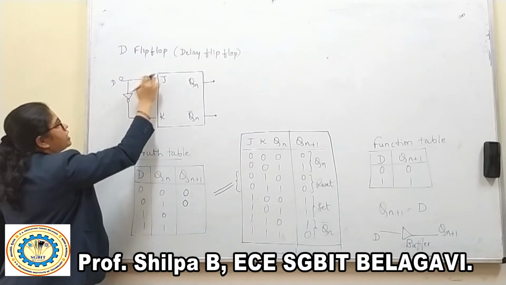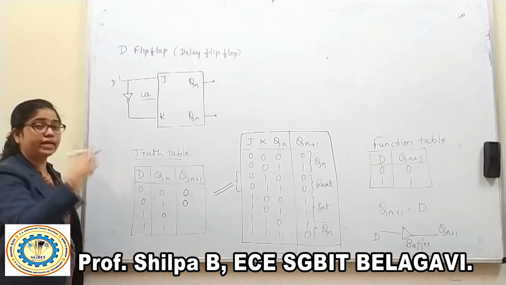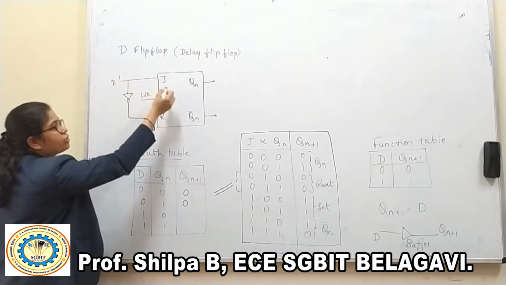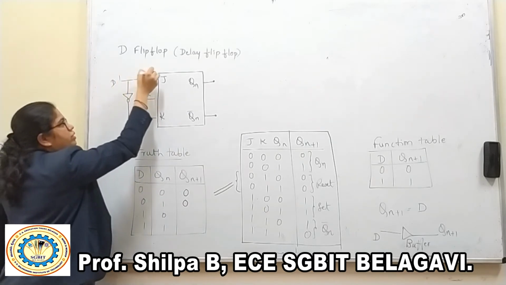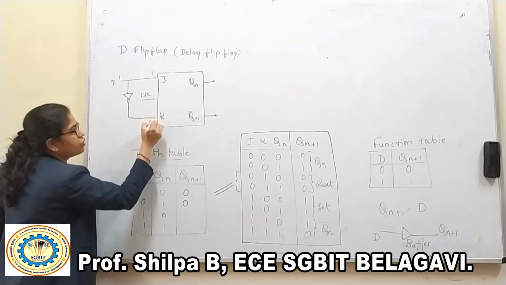The next condition is when I take D equal to 1. Internally, how will it go to the JK flip-flop? 1 is going to be supplied here, but the opposite of 1 is 0, and 0 is going to come here.